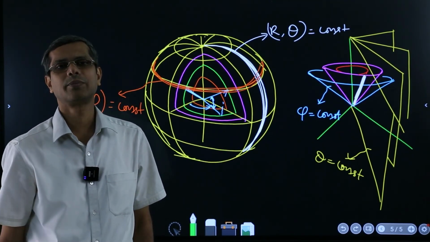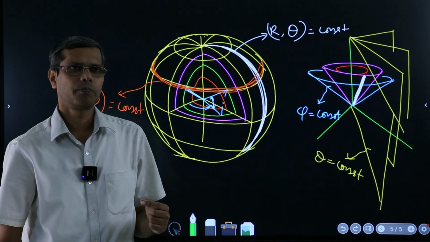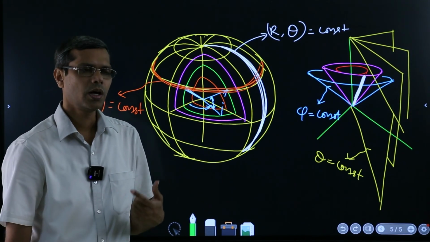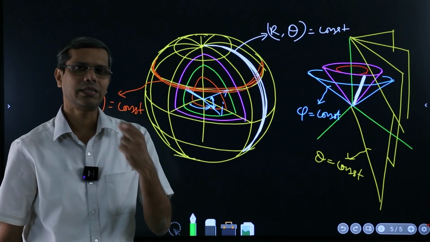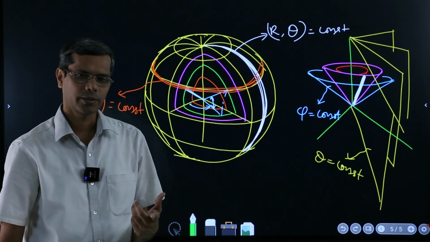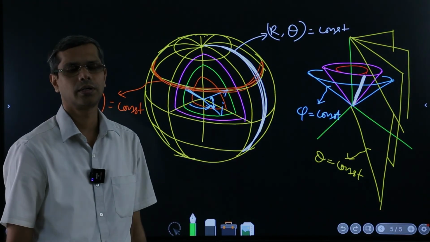And in the next segment we will discuss the NT coordinate system and how it is used to describe general motion in 3-dimensional space, like we did for 2-dimensional space.